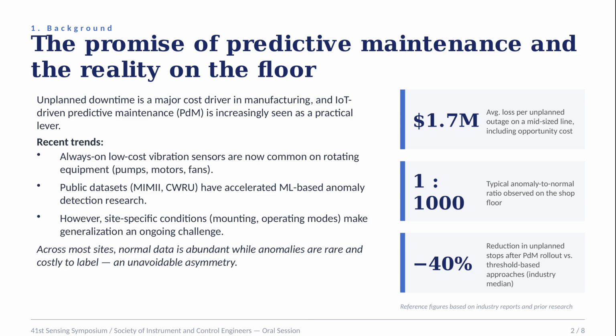To begin, predictive maintenance is attractive because unplanned downtime is extremely expensive in manufacturing. Low-cost vibration sensors are now widely available, and public datasets have helped machine learning research move quickly. But on the factory floor, every site is a little different, so methods that work in one place do not always transfer cleanly to another. The biggest practical issue is that normal data is everywhere, while true anomalies are rare and expensive to label.